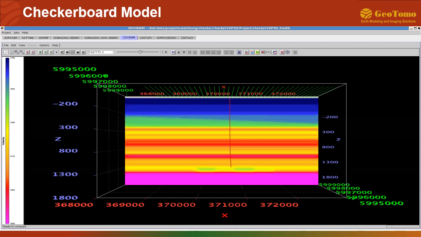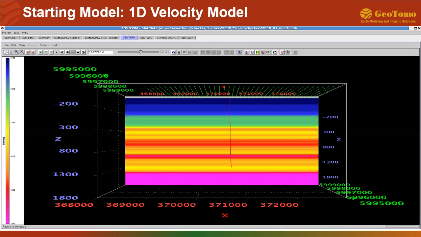If I slice through the model in the middle across the well, you can see the checkerboard anomalies are below the bottom of the receivers. The model above has only a lateral velocity variation below minus 200 meters. Assuming the FWI starting model is from the well log, it will not have any lateral velocity variation in it. I will show you an FWI result using this 1D model as a starting model.